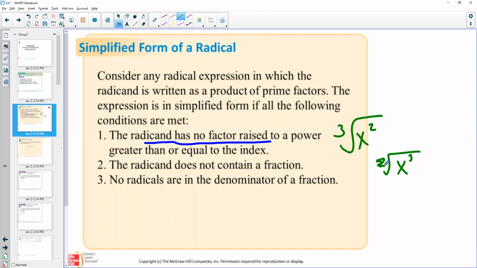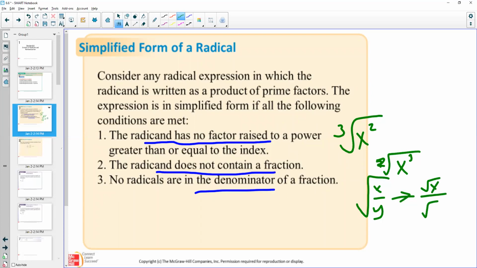That's a 2. The radicand does not contain a fraction. There is no simplified thing that looks like this. That's not cool. And there are no radicals in the denominator. So if we take this apart into this, it's also still not cool. So what we need is a strategy for dealing with that, and we're going to get that today.